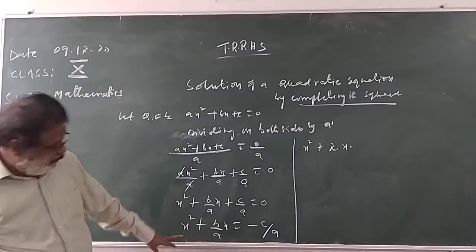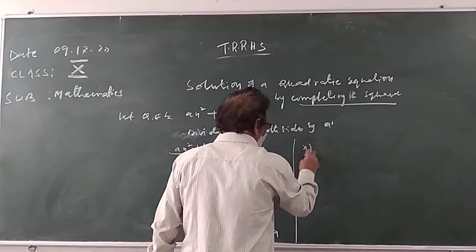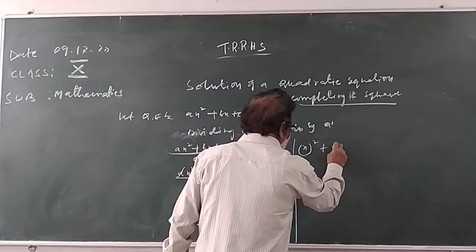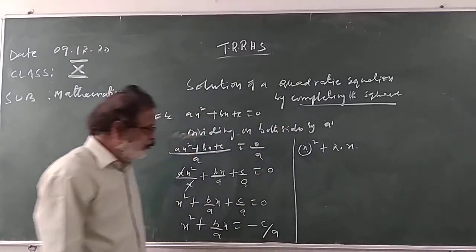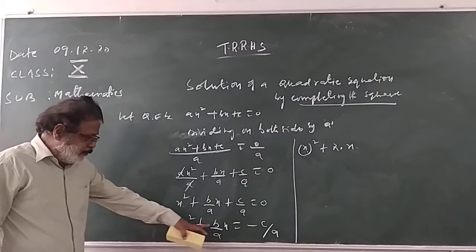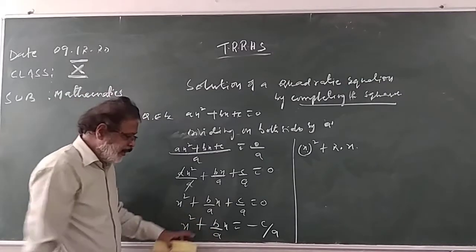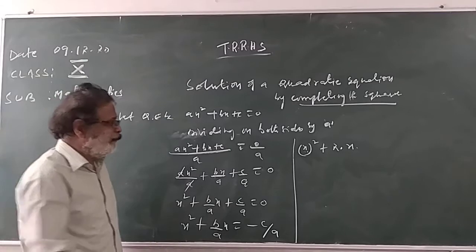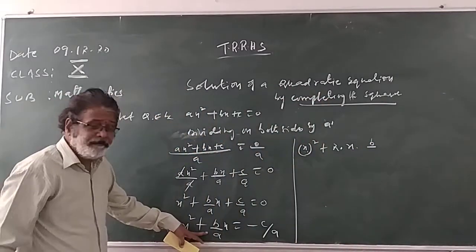This is the a value. x square can be written as x whole square. This is x whole square plus 2ab. 2 into a is x. b, how do you get the b value? To get the b value, write half of it. What is the x coefficient? b by a. Half of b by a is what? b by 2a.